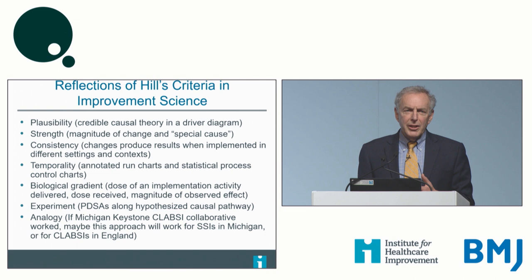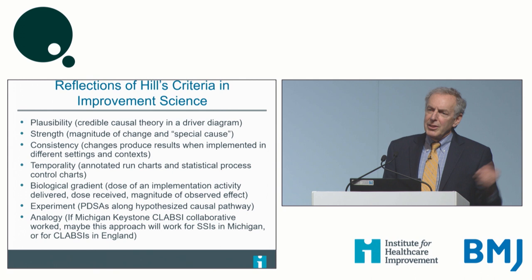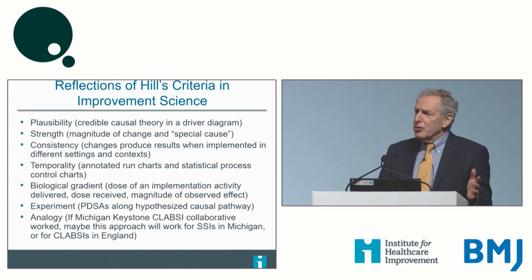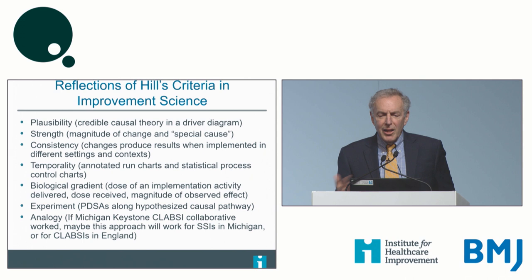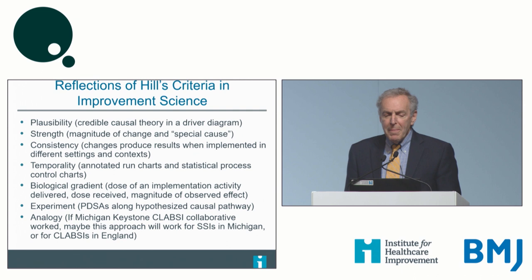If we do it in New York, do we see the same result in Chicago? Temporality, that's what run charts and statistical process control charts do if they're properly annotated. They show what we did, when we did it, and what happened afterwards. Biological gradient, we've talked about the activities, dose, and whether the dose was received and whether it was delivered with fidelity. PDSAs are experiment. An analogy is something like this.